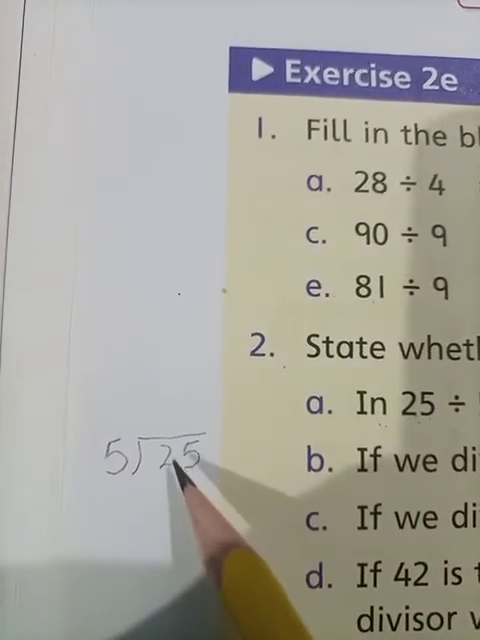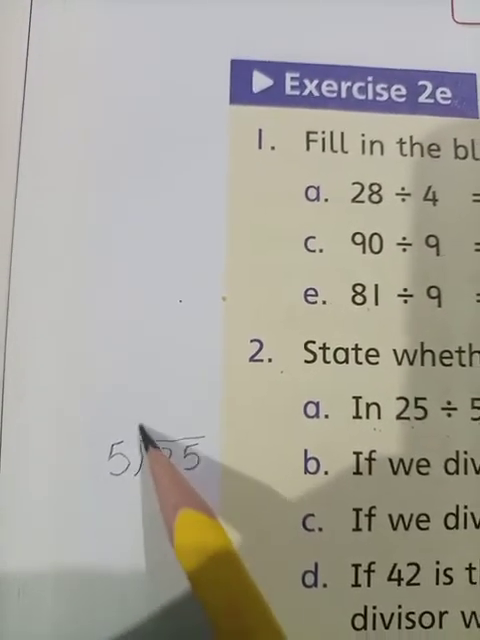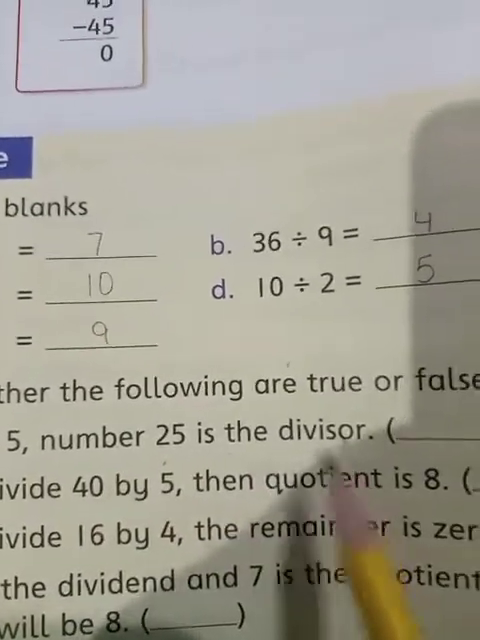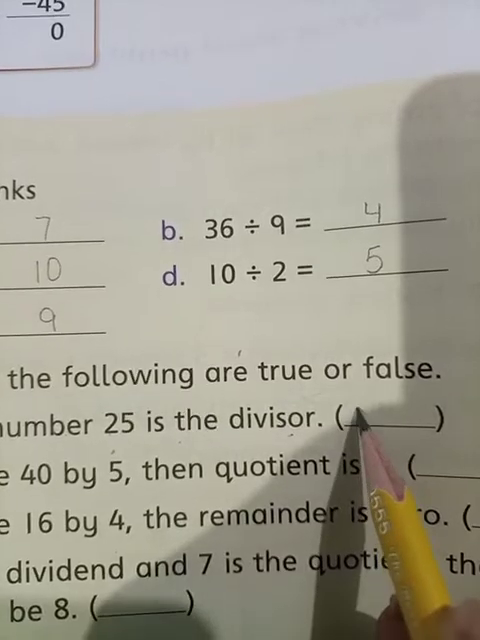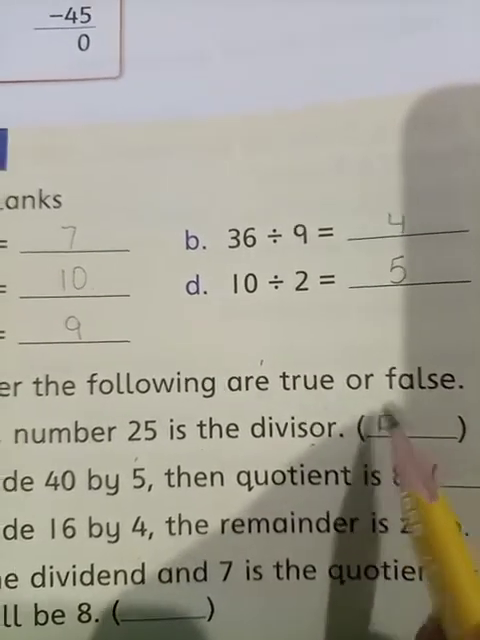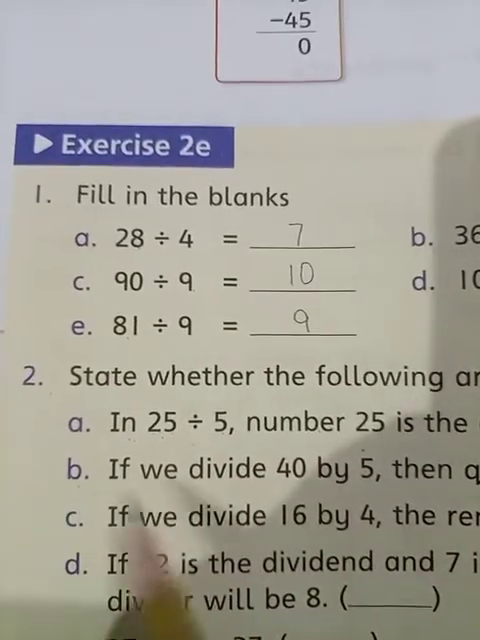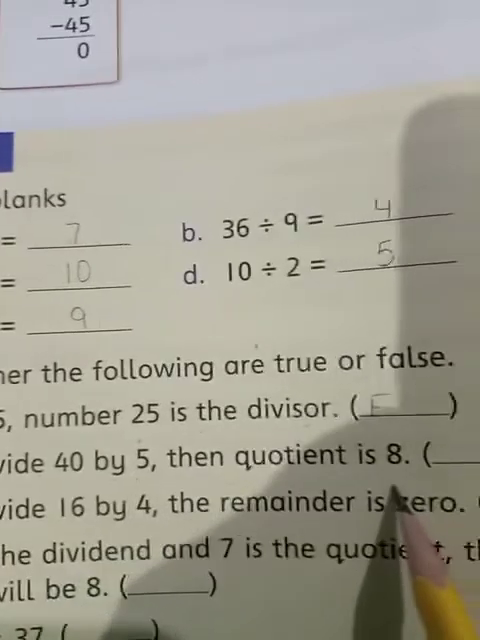So students, here what is the divisor? Tell me. Yes, the number 5 is our divisor, and he is telling us that the number 25 is the divisor. So this statement is false because he is not telling us the right thing. Here I am writing F for false. Next is part B. If we divide 40 by 5, then the quotient is 8.